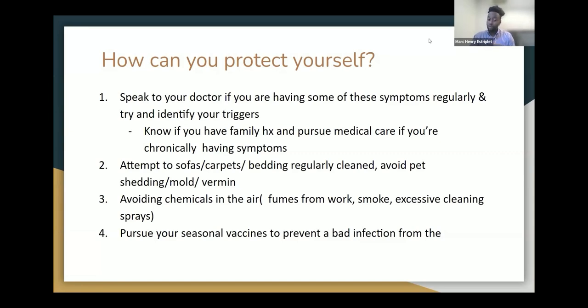Avoiding chemicals in the air is a big one. So if you smoke, potentially try to cut back on that habit. If you're around a lot of secondhand smoke, try to move away from that space if possible.